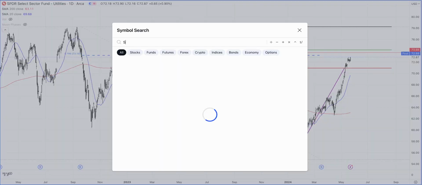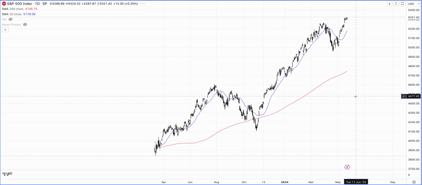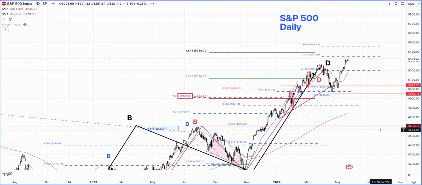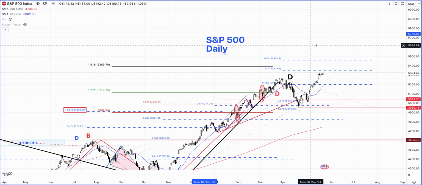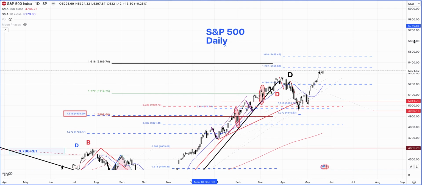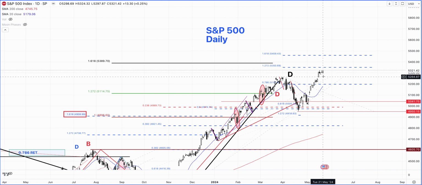Okay, now we'll start by taking a look at the indices. So this is the S&P 500 cash daily chart. In the weekend video, we went into details about this pattern, and also took a look at the weekly chart, so I will refer you to that. But for now, shorter term, it looks like 53.50 is where the market is moving to, with just consolidation for a few days.